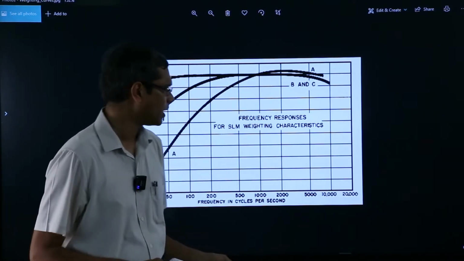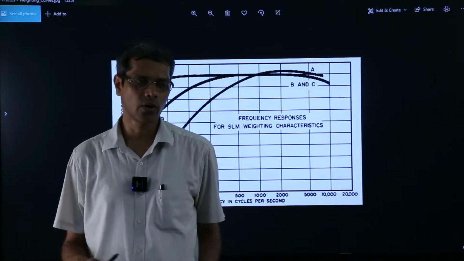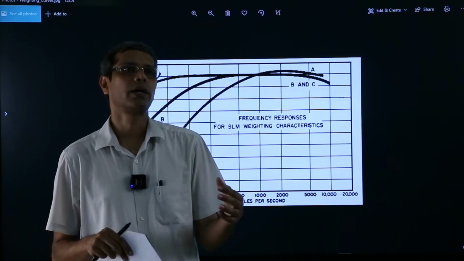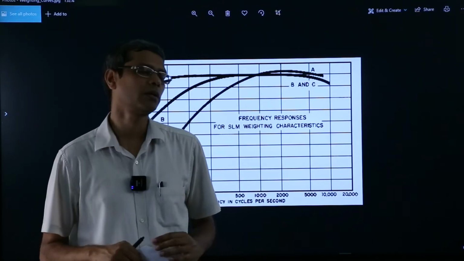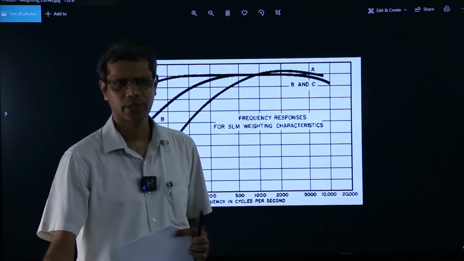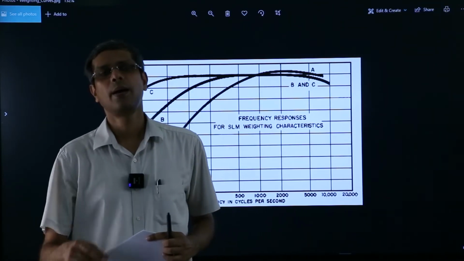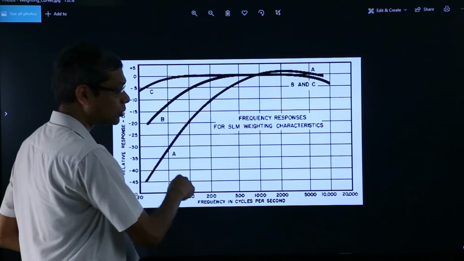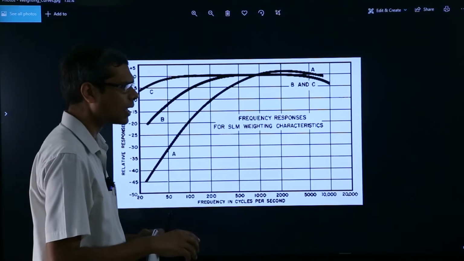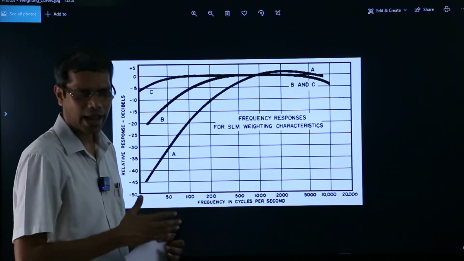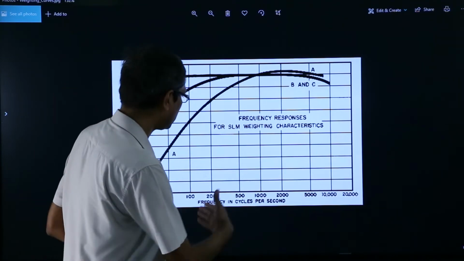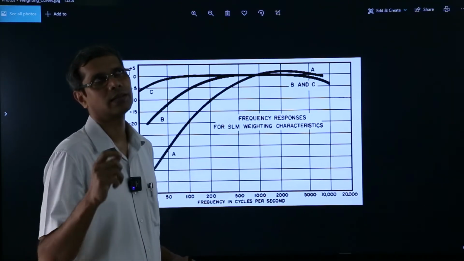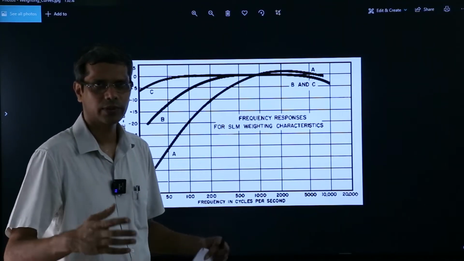And if a noise signature or a noise signal has been split into different bins by whatever method, experimentally or mathematically, then you have to subtract these values at those particular bands, and then you should add them. You will see how to add the signals. Then you will get the dBA value of that particular signal.